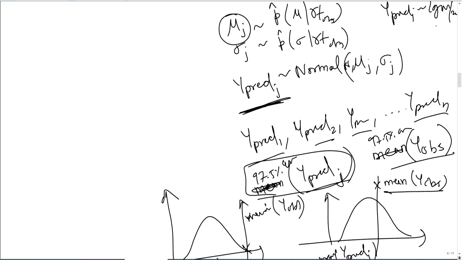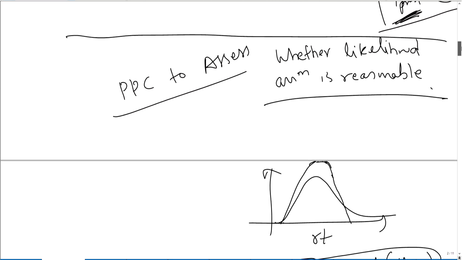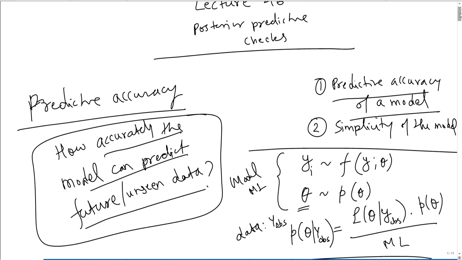I just gave you a brief overview of posterior predictive checks, and I also discussed why this cannot be used as a measure of predictive accuracy of the model, but it has utility in assessing whether your likelihood assumption is reasonable or not. Now, to measure the predictive accuracy of a model, we will need a different kind of mathematical measures, which we will see in the next lecture.